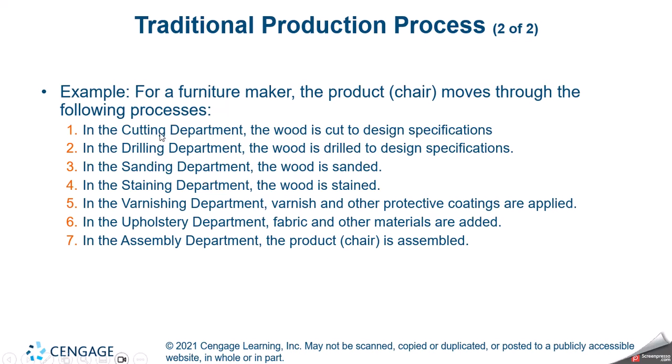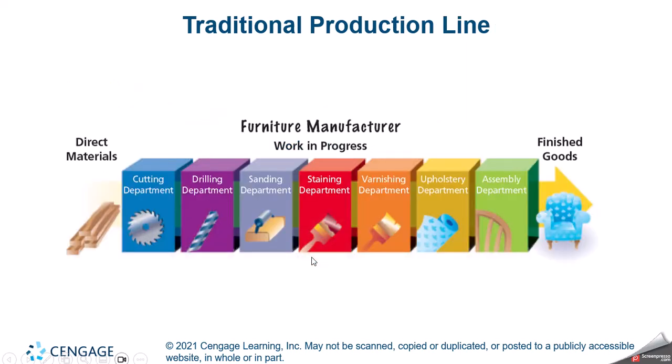Okay. So then here is an example of our traditional production. Again, we're making a chair. We could cut the wood to its specifications. Then we've got to drill it to where all the screws are going to go in. Then we're going to sand it, stain it, and varnish it. Then we're going to upholster the seat cushions, and then put the whole product together. So we could have a variety of different departments working on that same product, and eventually it all comes together into our finished good.